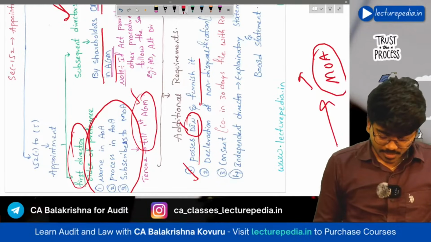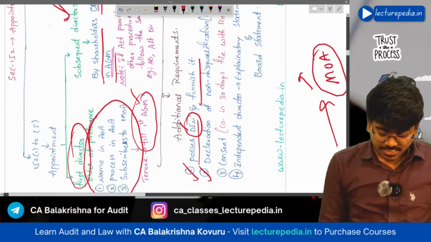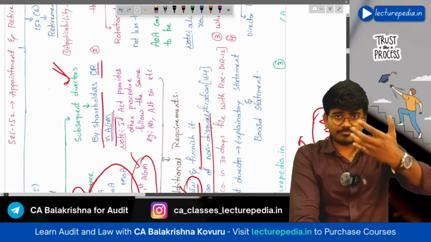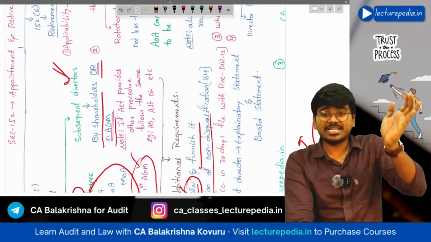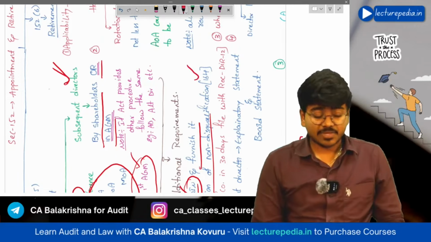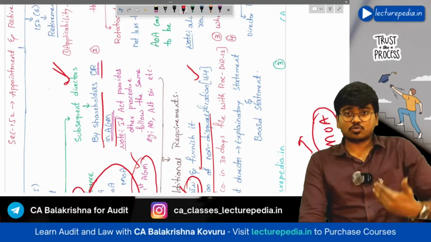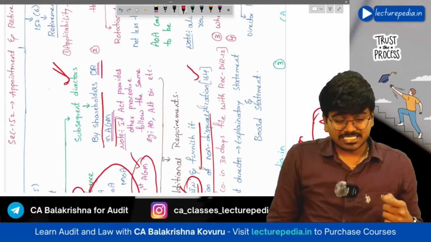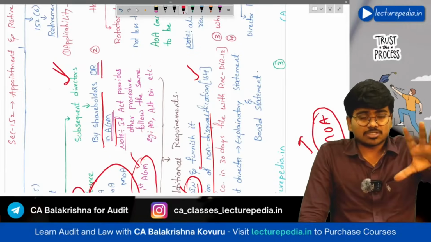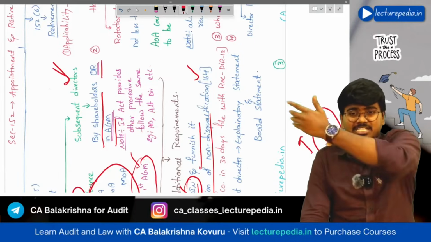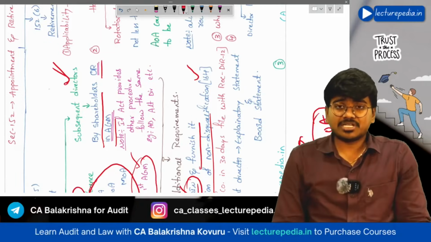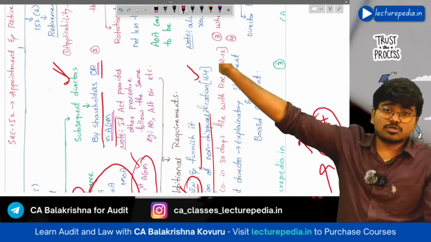Okay. And declaration of non-disqualification. Basically, in order to appoint a person as a director, he should not have any disqualifications. Section number 164 of the Companies Act has given a certain list of disqualifications. If the person possesses any such disqualification, he cannot be appointed as a director. What are those disqualifications? There is a list of 9 disqualifications that we will be reading in section number 164. So in order to appoint a person as a director, he must not have those disqualifications.